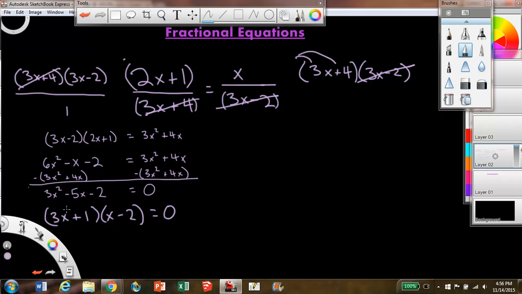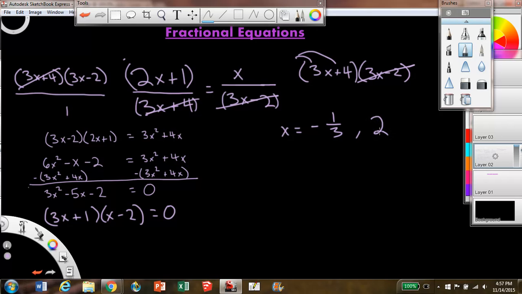And we can check just by FOILing. So 3x times x is 3x squared. 3x times negative 2 is negative 6x plus an x. That gives me my negative 5x. And then 1 times negative 2 is negative 2. If you're not comfortable with that, you can review the box method. Okay, and then all I'm going to do is set these two things equal to 0. We've done this 100 times, so I'm just going to give the solutions. To make this 0, x would be negative 1/3. And to make this 0, it would be a positive 2.